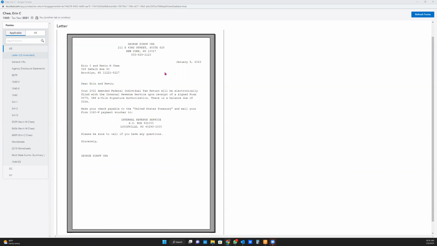Okay, let's repeat it all over again. So we're going to talk about domicile, residency, wages allocation, part-year resident, non-resident, and apportionment of income.